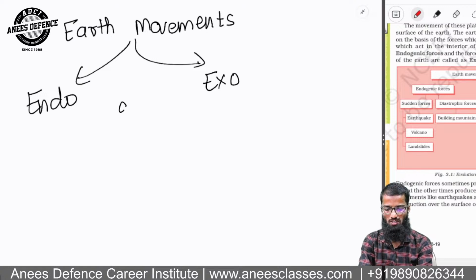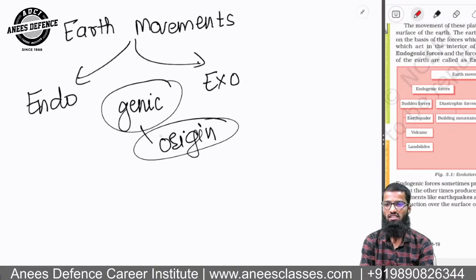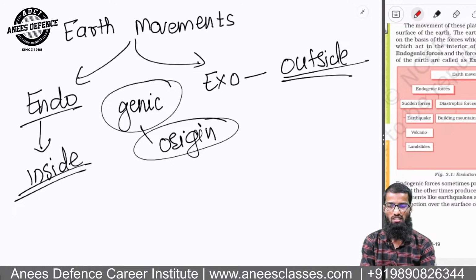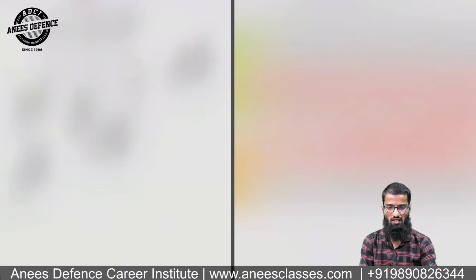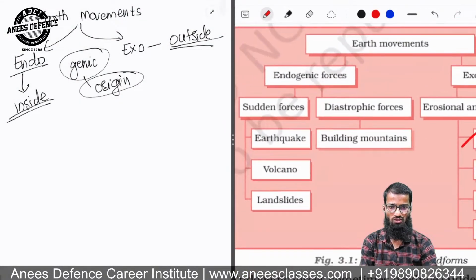exogenic. So the common word here is genic. Genic means origin. Remember that. What is the meaning of genic? Genic means origin. So what is endo? Endo means inside. And what is exo? It is outside. So now, on the basis of the site, that is endogenic or exogenic, we have two types of movements: endogenic movements and exogenic movements.